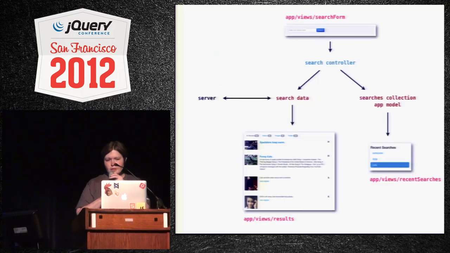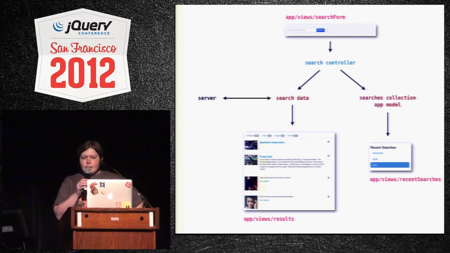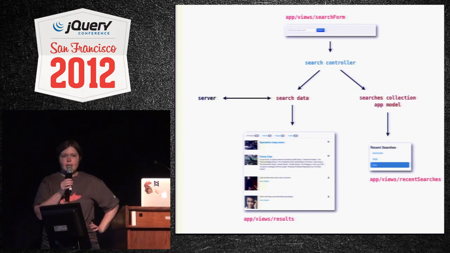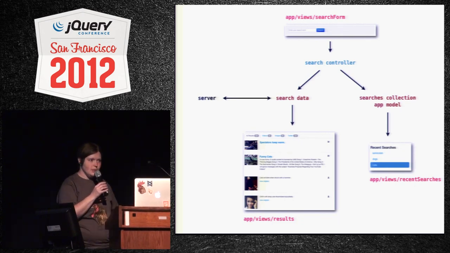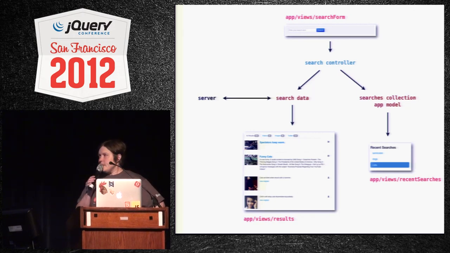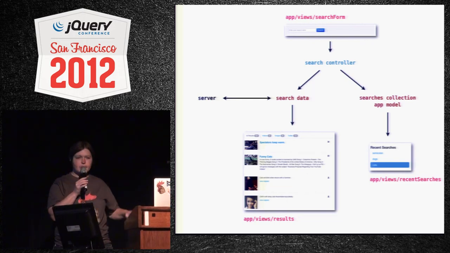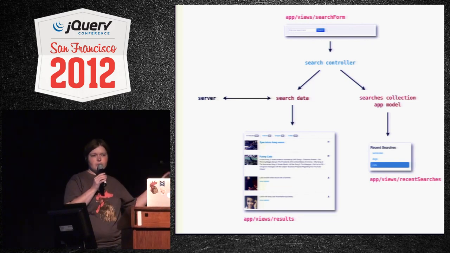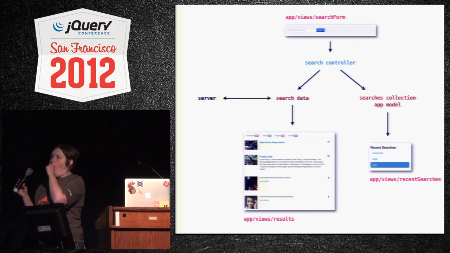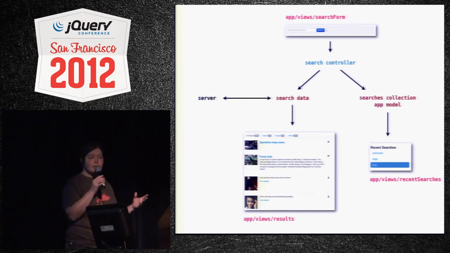So if we draw a picture of what our app looks like when we break it down, like I said, our search form announces that someone has searched for something. So we click on that button, and it makes an announcement that someone has searched for this term. And then the search controller hears that announcement, and it says to the search results data, here's the new term that I need you to search for. It also says to that list of searches, hey, someone just searched for this.